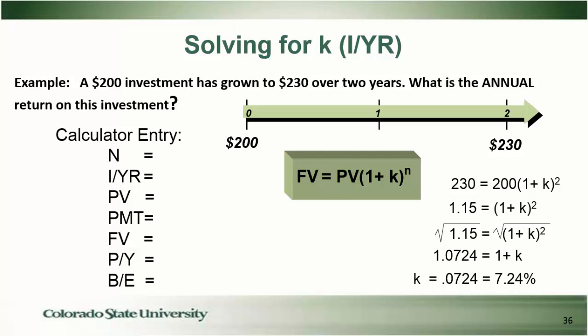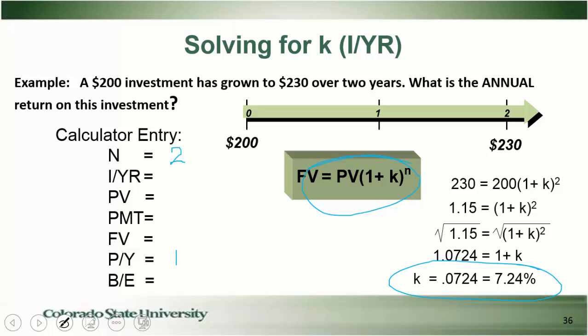What is the interest per year that I'm earning on this investment? Well, I can use the basic future value, present value equation that we've developed before and solve for K. And you can see that 7.24 is the correct answer. But what if I want to use the calculator? Well, in this case, my N is 2 years, 1 period per year. There's my default periods per year.